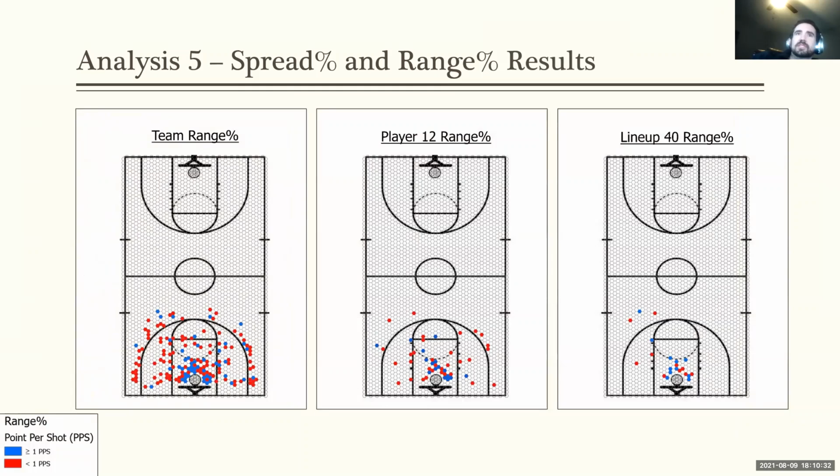Here's the results. You can see the same patterns on all these graphics. A lot of, not a lot, but the majority of their efficient shots are going to be near the paint, represented in blue, and everywhere else is going to be pretty red and inefficient across every player, all the lineups, and the team as a whole.